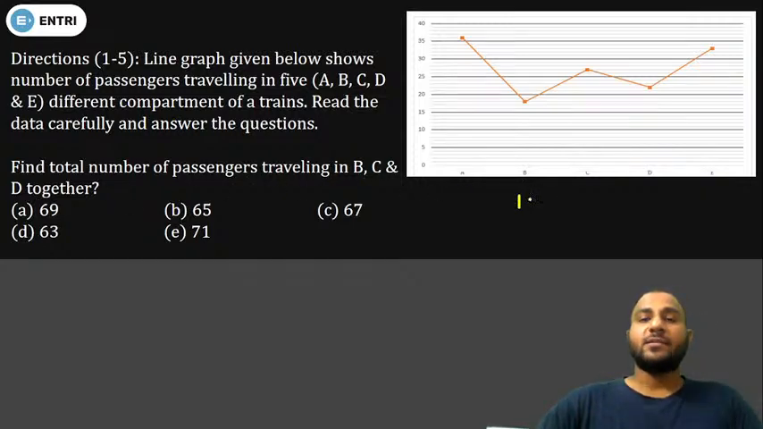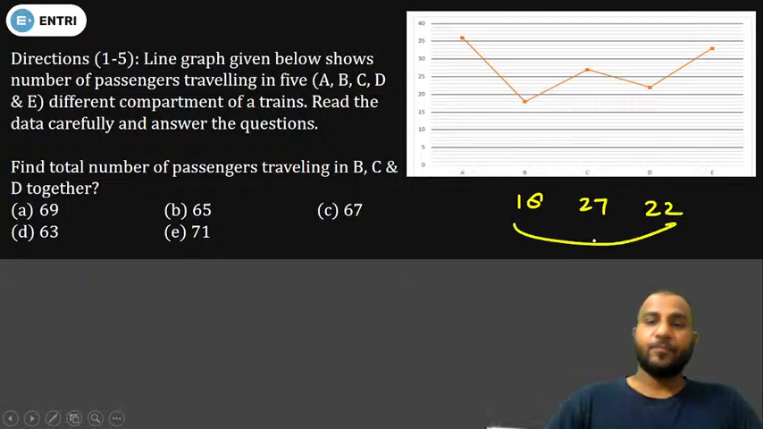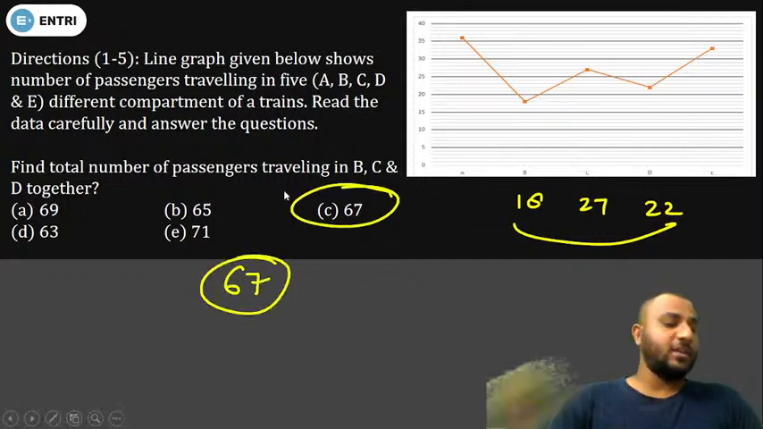Next one says find total number of passengers traveling in B, C and D together. So B has 18, C has 27, D has 22. So kindly calculate total number of passengers. 40, 40, 67. So clearly option C is the correct one.